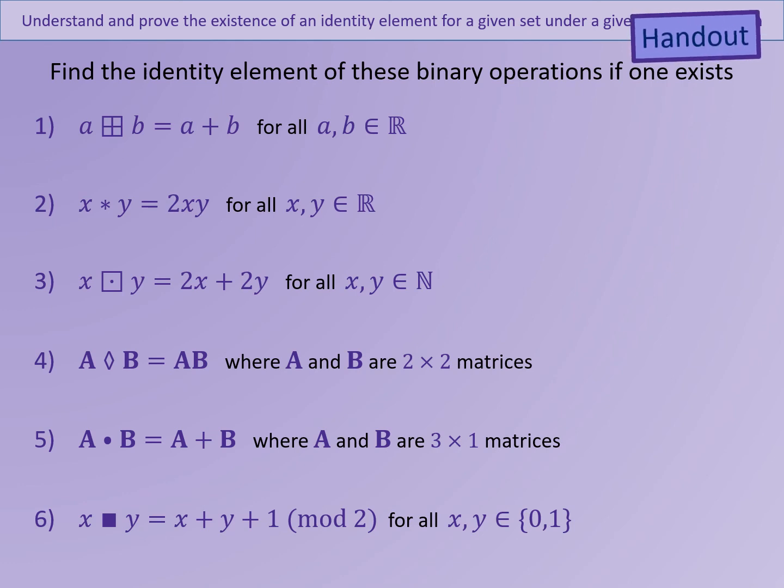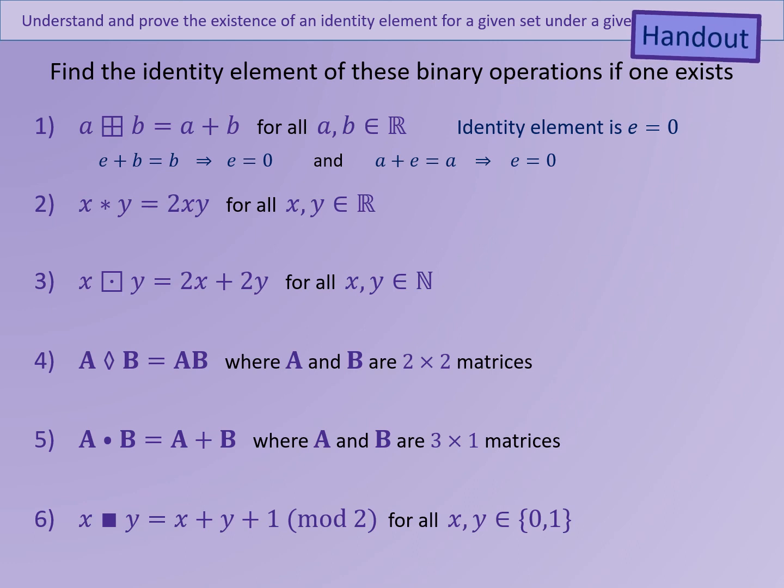So in the first one, an identity element E would need to satisfy the following. E plus B would need to equal B. This would happen if E equaled 0. And similarly, A plus E would need to equal A. Again, this would be satisfied by E equals 0. So the identity element is 0.